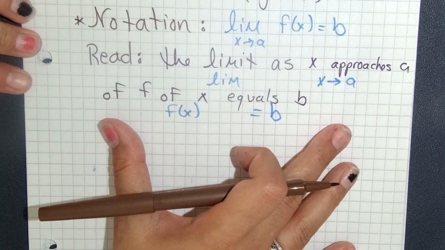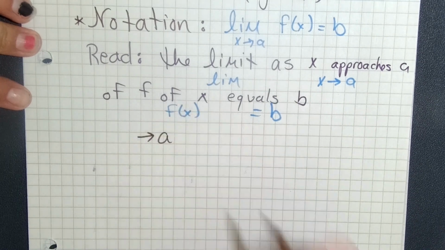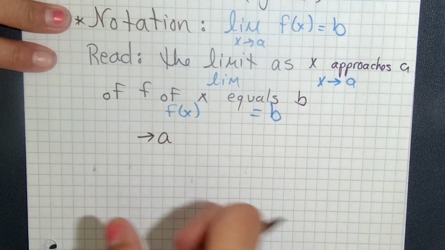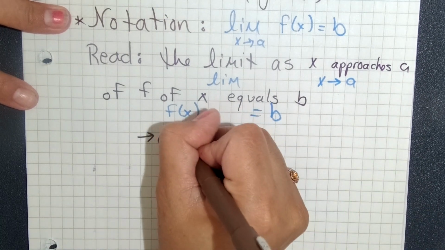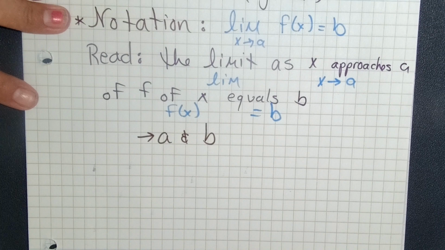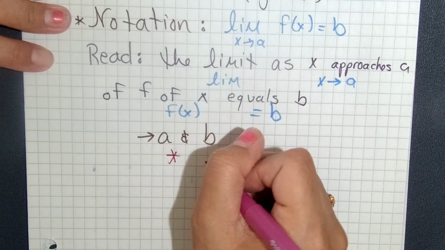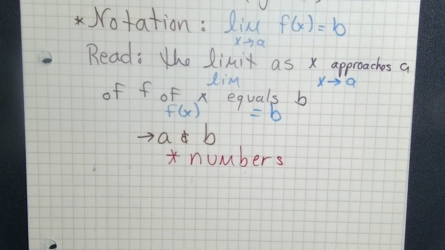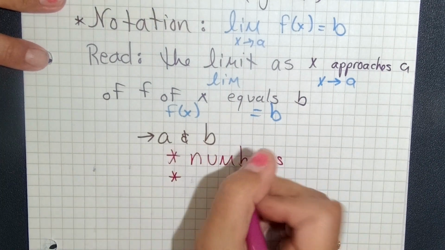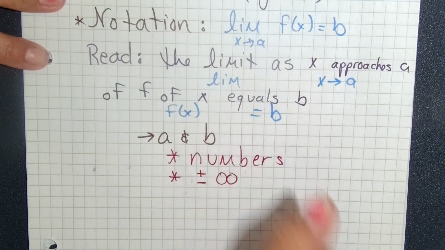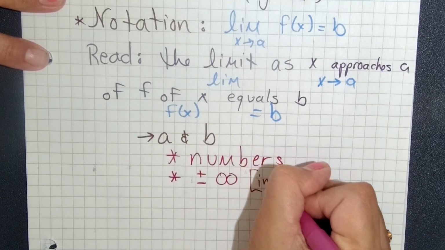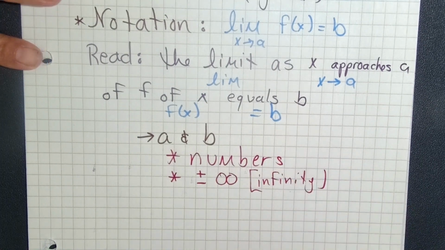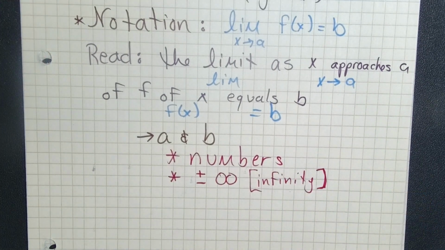Okay, some specifics about a and b. This is really important because we need to know what a and b can be in math. Like what values can it represent? So a and b can be the following. a and b can be numbers, decimals, whole numbers, positive, negative, square root, fractions. They're numbers. It can be any of those things. The other thing that a and b can be is positive or negative infinity. This is infinity. So that's another thing that it could be.